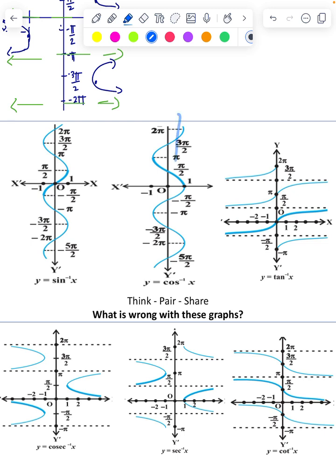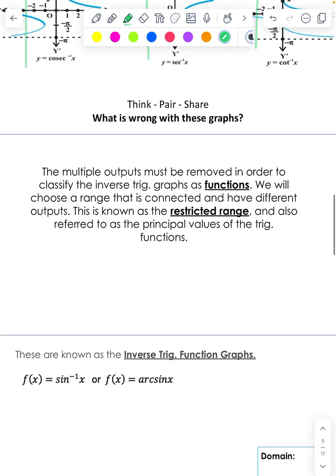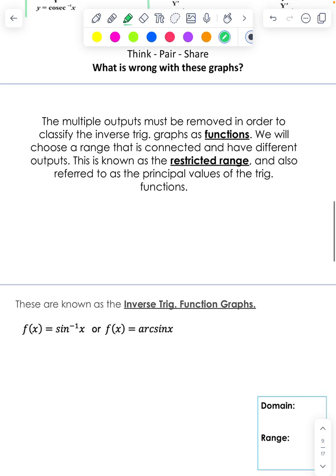If you remember the vertical line test, if a graph passes a vertical line at more than one point, the graph is not a function. And that happens for every single one of these inverse trig graphs. They are not functions because they have multiple outputs. Those multiple outputs are causing these graphs to not be a function. So what we have to do is remove those multiple outputs.